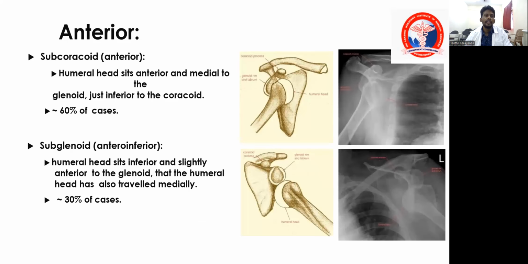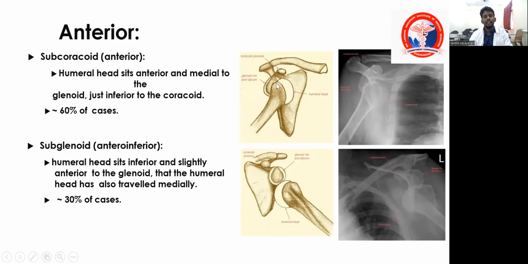Anterior dislocation, subcoracoid. Humeral head sits anterior and medial to the glenoid, just inferior to the coracoid. Approximately 60% of the cases are subcoracoid dislocations. What are the subglenoid dislocations? Humeral head sits inferior and slightly anterior to the glenoid. The humeral head has also traveled medially. 30% of the cases.